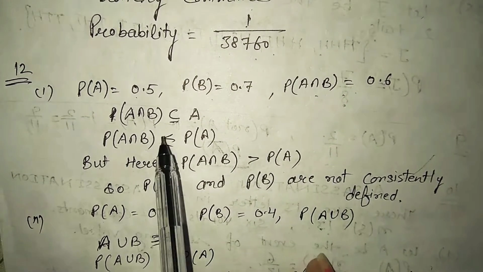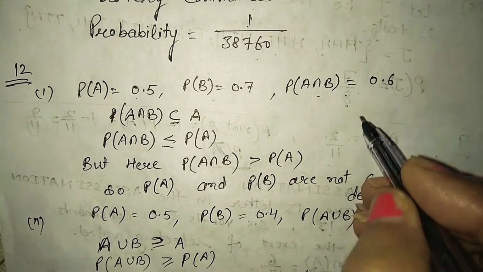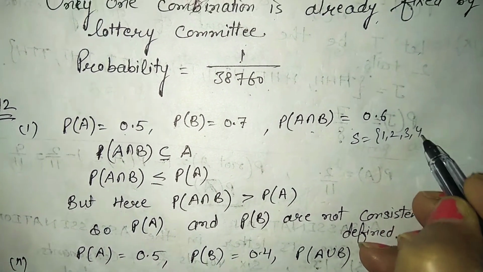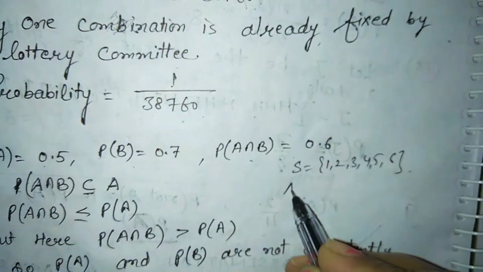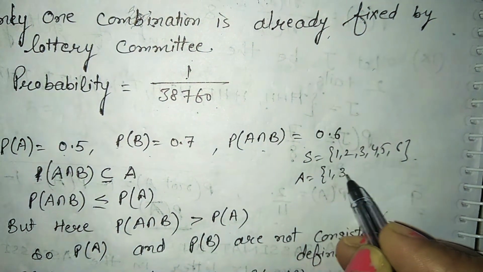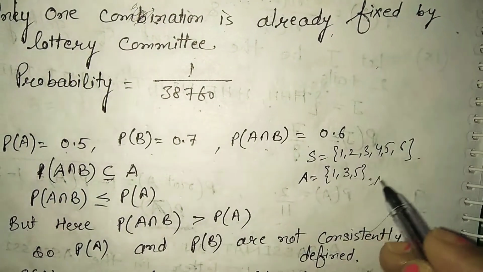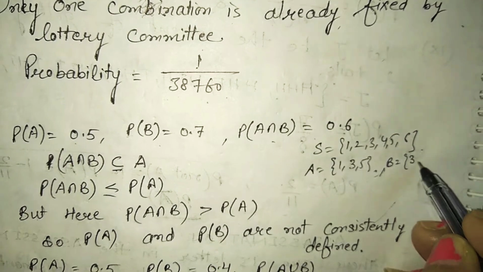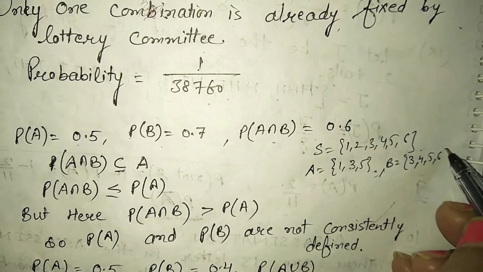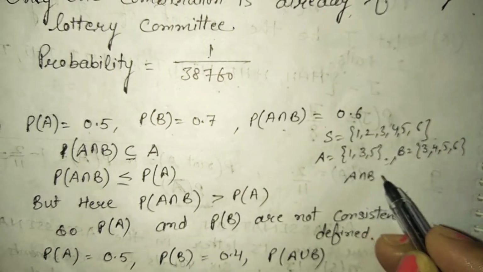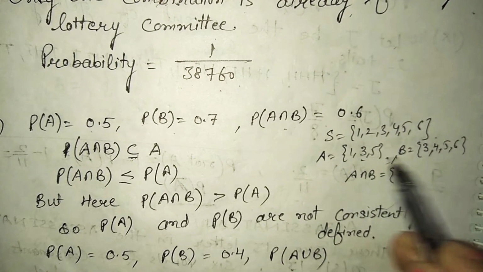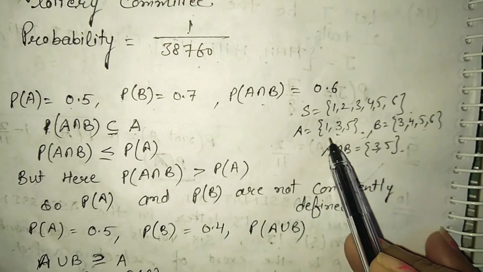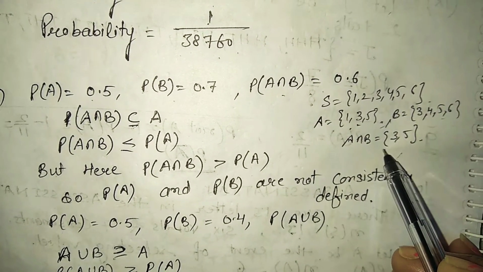Okay, so in this we know that suppose a die is thrown, then the sample space is 1, 2, 3, 4, 5, 6. And suppose event A is odd numbers, and event B is 3 or more than 3, so 3, 4, 5, 6. What is A intersection B? A intersection B will be 3 and 5.